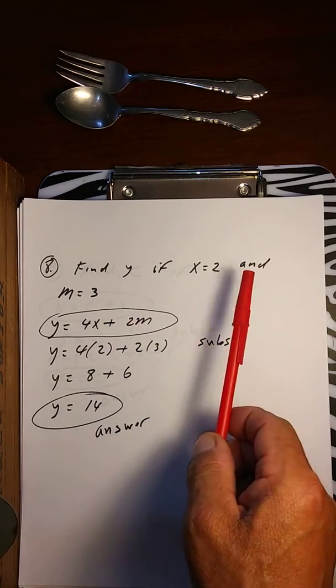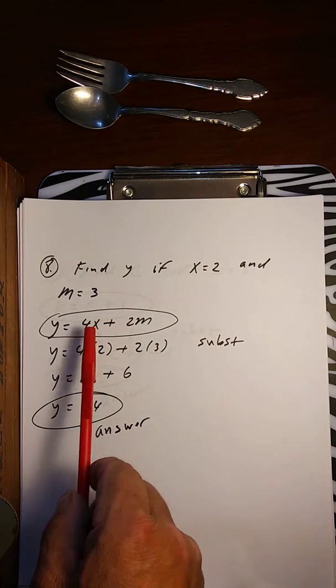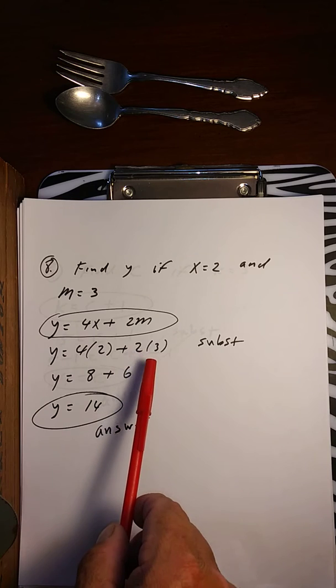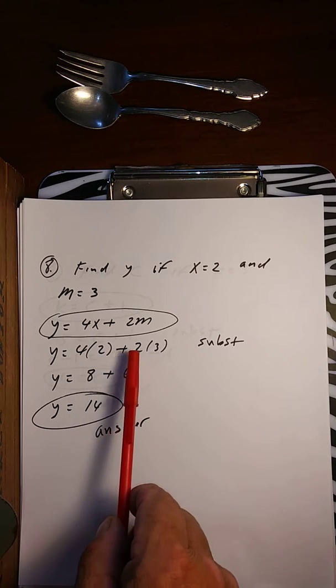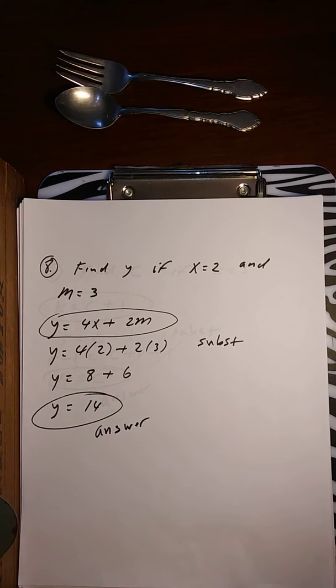Find y if x equals 2 and m equals 3. So x is 2, goes right there. M is 3 right there. So 4 times 2 is 8, 2 times 3 is 6, 8 and 6 is 14.